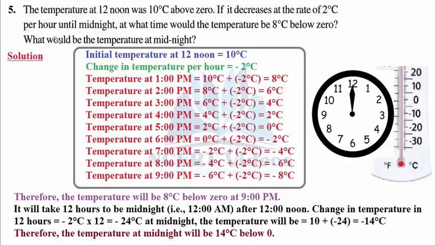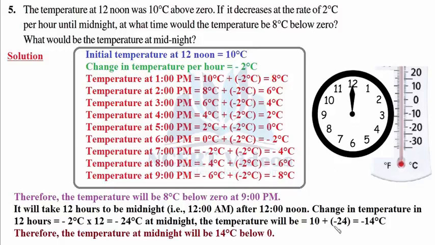What would be the temperature at midnight? This means the 12 at midnight. We have done this. Now it will take 12 hours to reach midnight. Why? Because when you make a total rotation from here, this is 6 in the evening, this is 9 at night, and 10 at night, 11 at night, and 12. So it took 12 hours. So we got to know the number of hours. The change in temperature will be 12 into minus 2, because every hour it changes 2 degrees Celsius. That is 24 in negative. So what we have to do now, the final temperature at midnight will be 10, the current one.